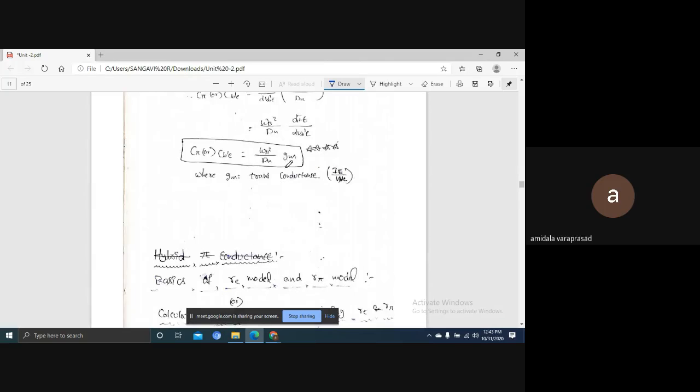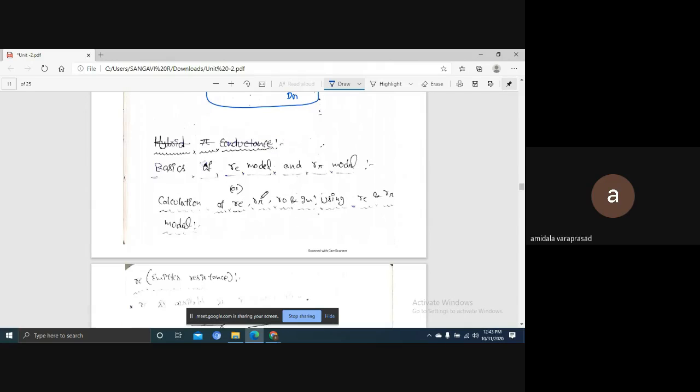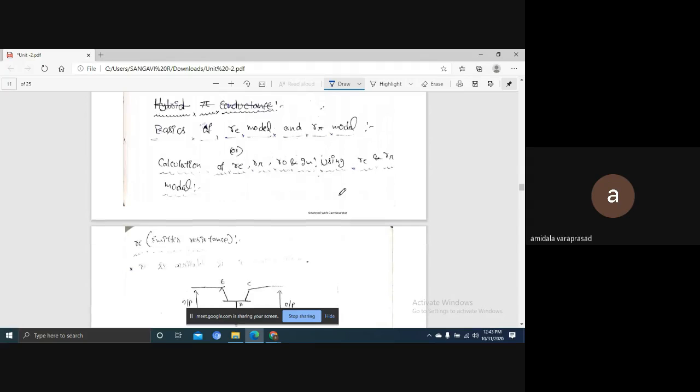This is about the C pi or CB dash E, please keep in mind. Here we got C pi or CB dash E is equal to WB square by DN into GM. Where GM is, we know. This is the important question. Now, the basics of RE model and R pi model. Here R naught we don't want. Calculation of RE, R pi and GM using hybrid pi model.